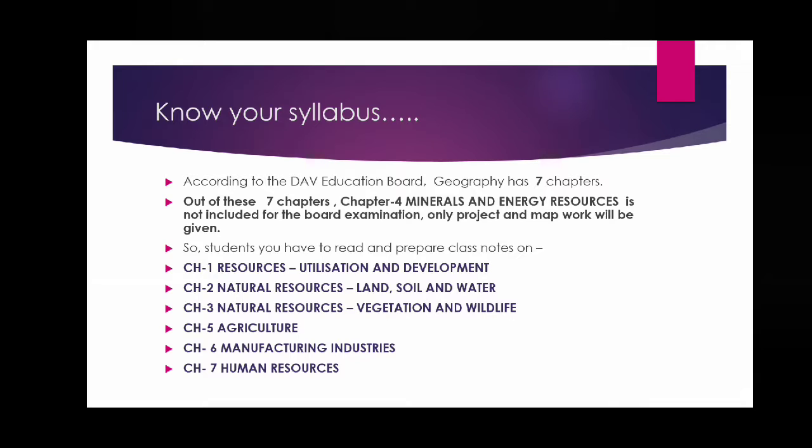Now come to the first chapter. Today we will discuss the first chapter, and what is the name? Chapter 1, resources, utilization and development. I have already told the summary. Here we have to read about the term resource, what its meaning is, what the types of resources are, how you can utilize the resources, and also how you can save the resources for future generations.